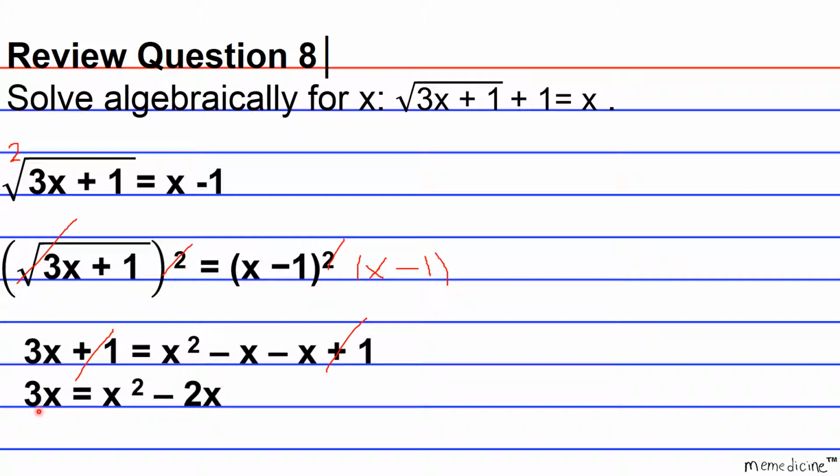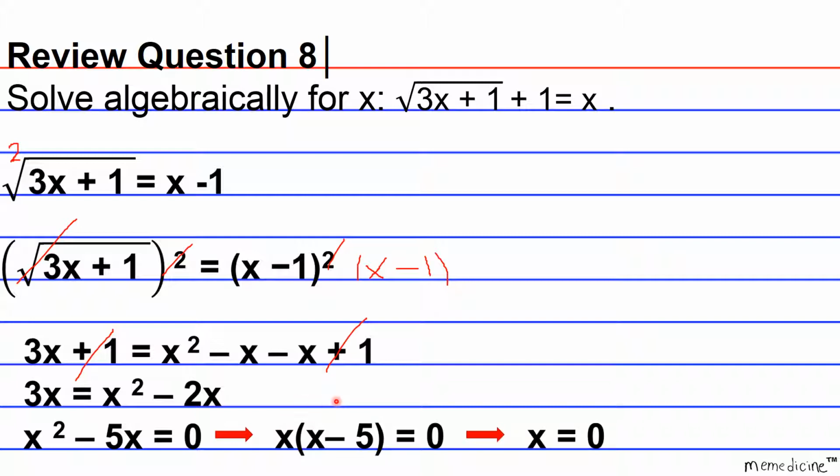So now we can go ahead and combine all the x terms. If we bring 3x over to the right-hand side and then flip the entire equation, we end up with x squared minus 5x is equivalent to 0. Now what we can go ahead and do is factor out x, and we wind up with x times x minus 5 is equivalent to 0. And according to the zero product property, if we have two factors that yield a product of 0, one of the factors is equivalent to 0 or both.